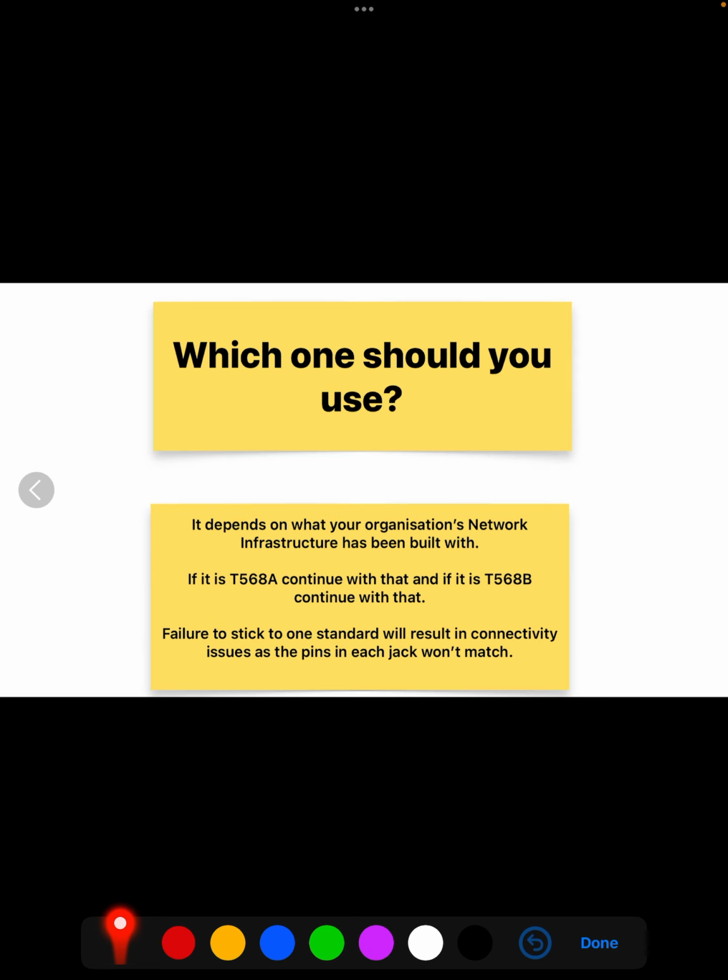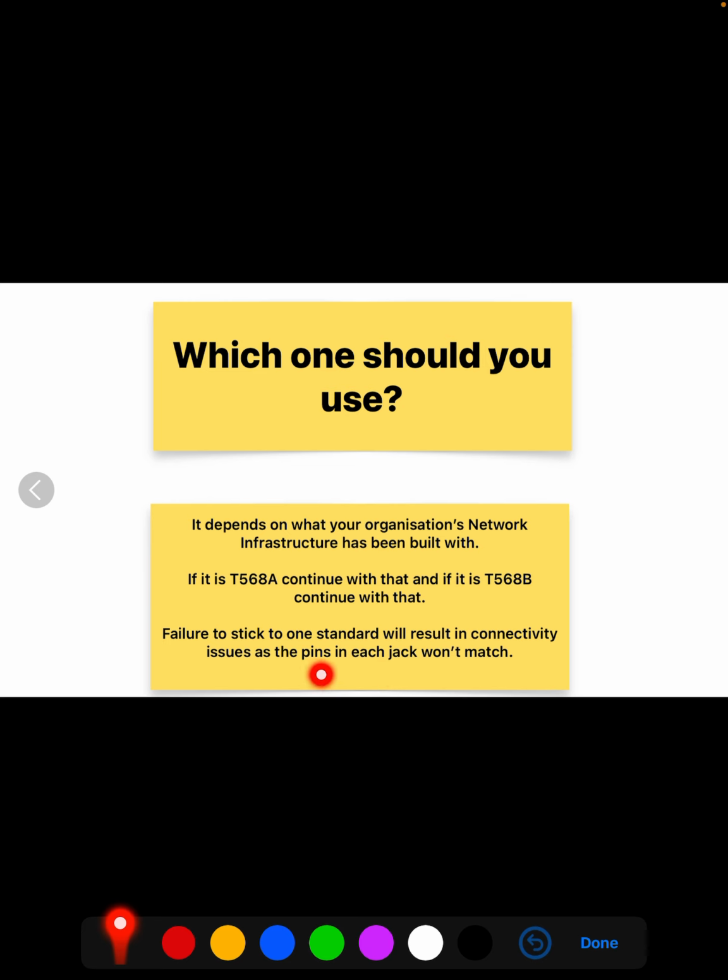And this leads to the question: which standard should you use? Well, it ultimately depends on what your organization's network has historically been built with. If it was T568A, you should continue with that, and if it's T568B, you should continue with that, because failure to stick to one standard will result in connectivity issues because the pins in each jack won't match.